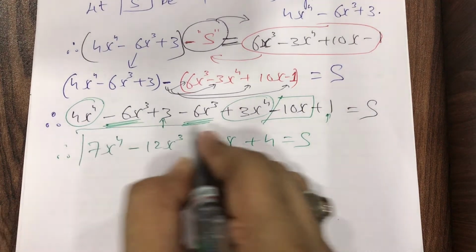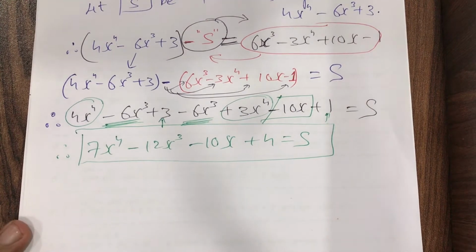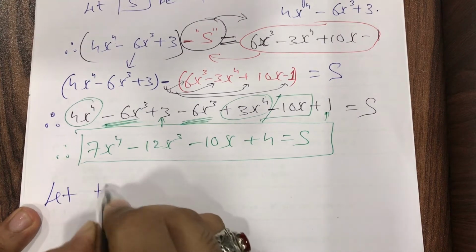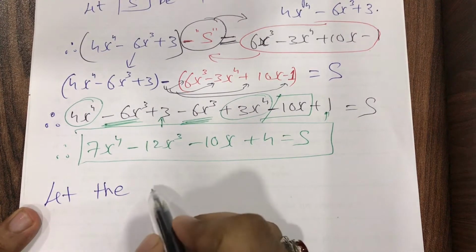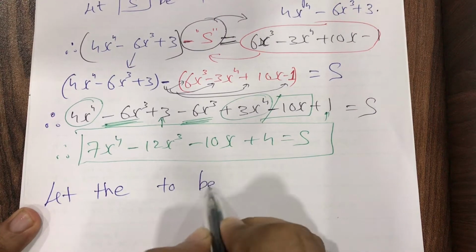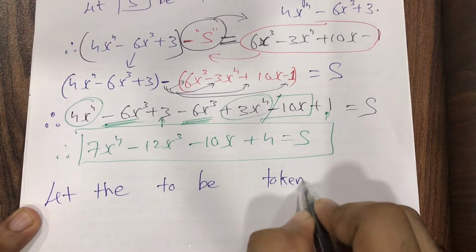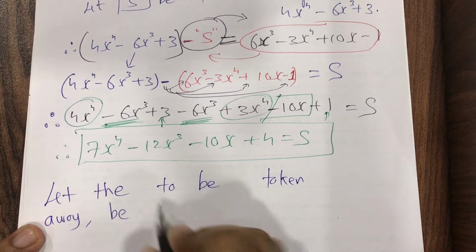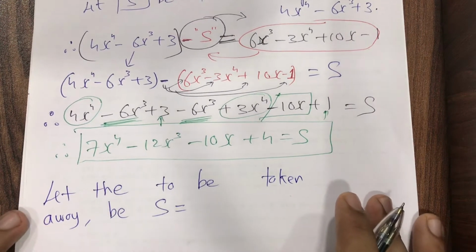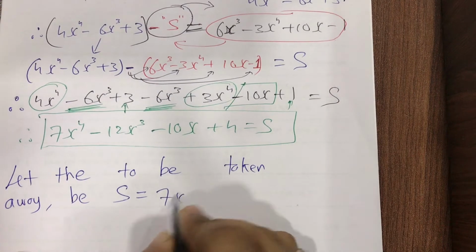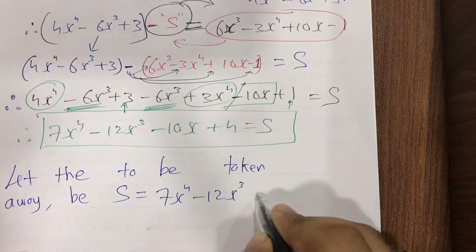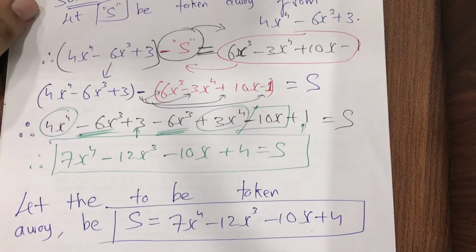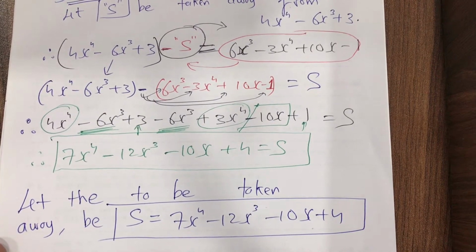So students, we got our answer. You should write the final statement that let the number to be taken away be S is equal to 7x raised to 4 minus 12x cube minus 10x plus 4. This is the answer. Hope you understood this, students. Now please pause the video and do it by yourself, please.